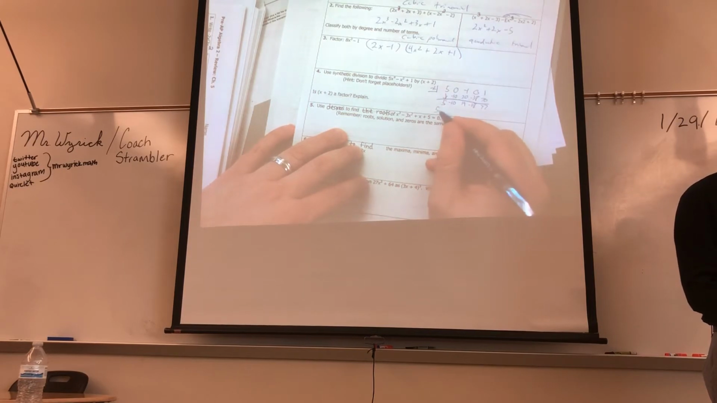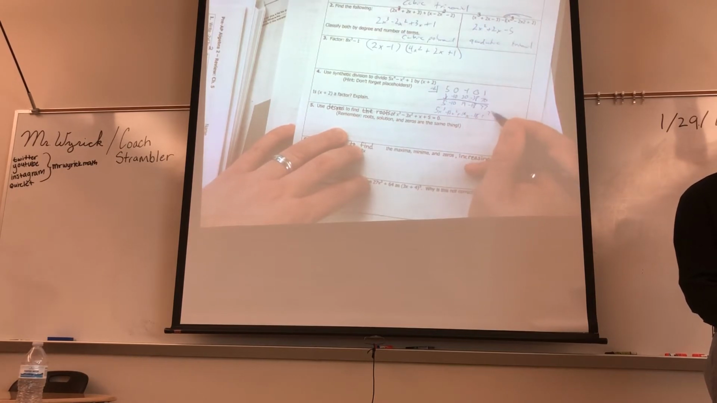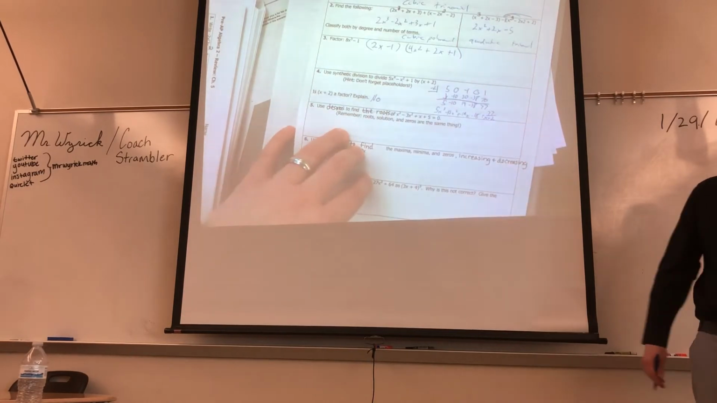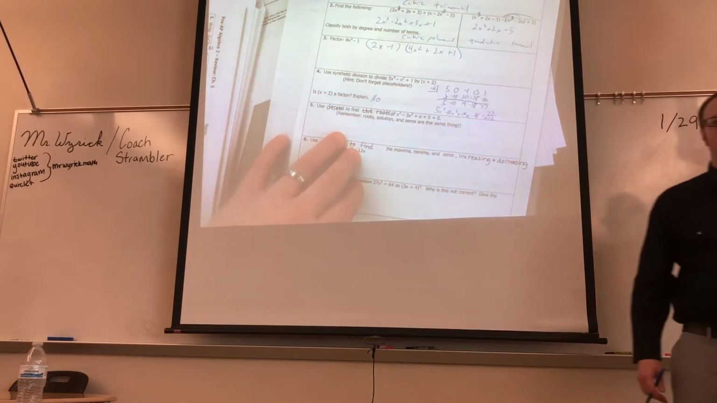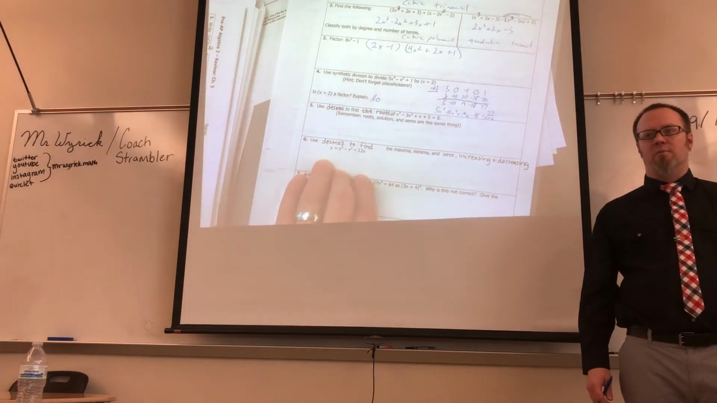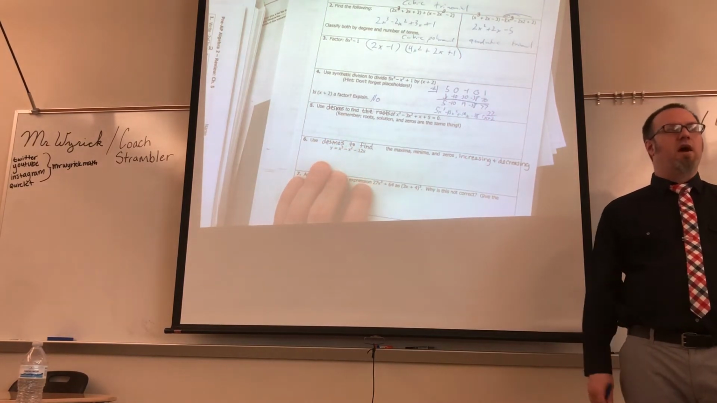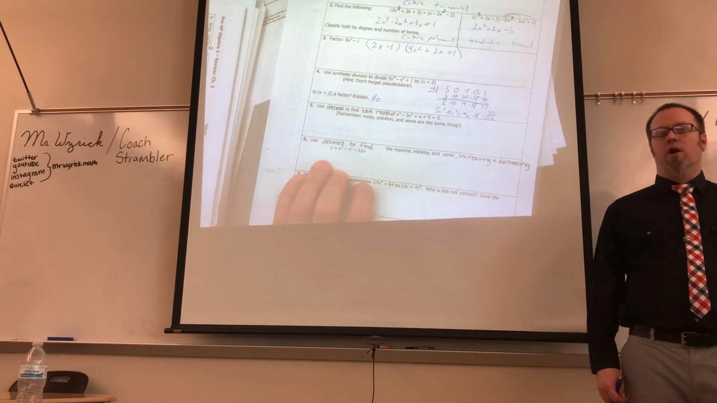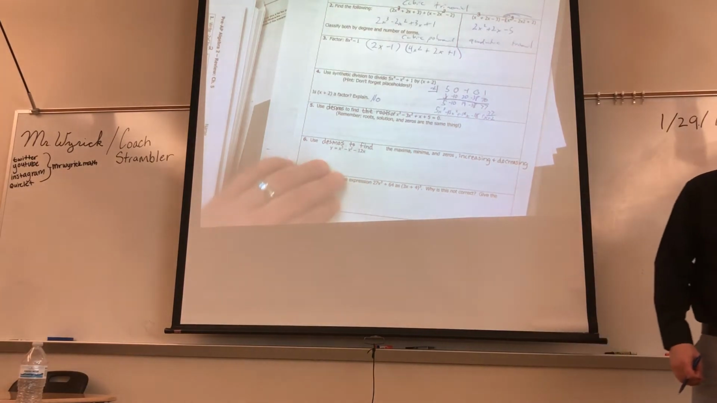So this would be 5x to the third minus 10x squared plus 19x minus 38 plus 77 over x plus 2. Is it a factor? No. If it's a factor, it would have gone in evenly. Probably on the test, it's going to be, is this a factor? A for yes, B for no. See if it divides in evenly.